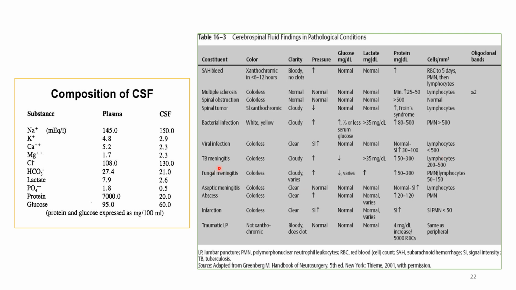And in TB meningitis, what happens? The glucose is decreased, lactate is increased, protein is increased, you can see lymphocytes. Okay, so the glucose is decreased in TB meningitis. Now coming to fungal meningitis, you can see lymphocytes, neutrophils, increased protein, increased lactate.